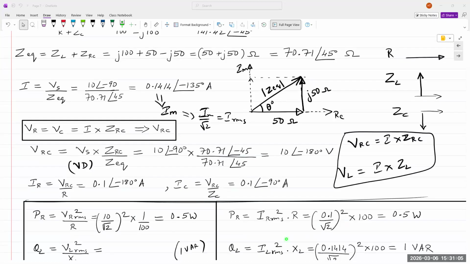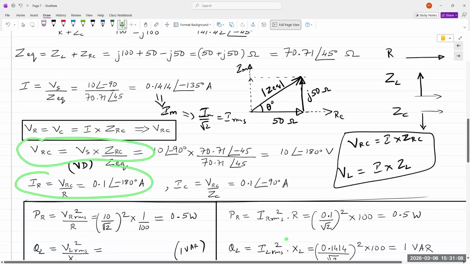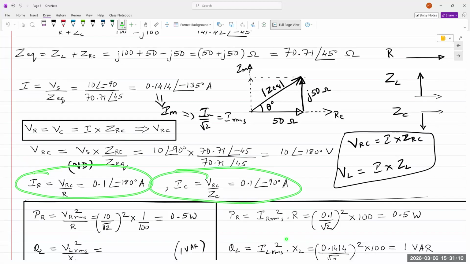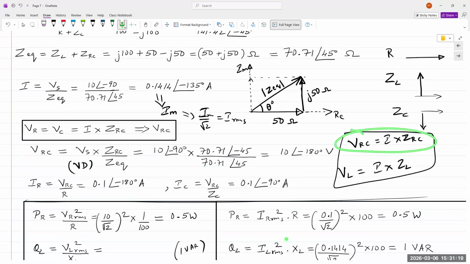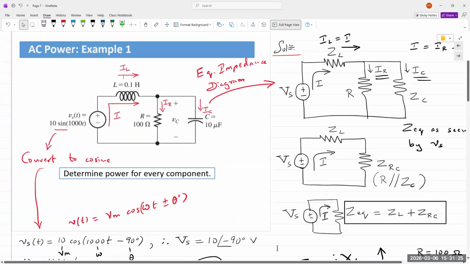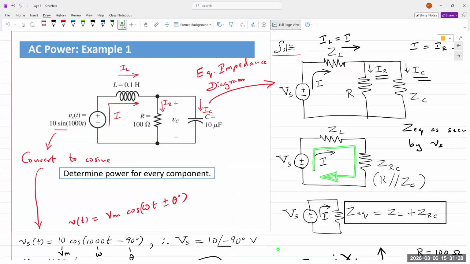Now we can determine total voltage VRC, IR, and IC. We can find VRC from voltage division, or we can find VRC from I times ZRC. It's the same current I right here. The total current coming from the source is flowing through the inductor. It's also flowing through the parallel combination of R and C. So apply Ohm's law, you can find the voltage across the inductor, and the voltage across the resistor and the capacitor.